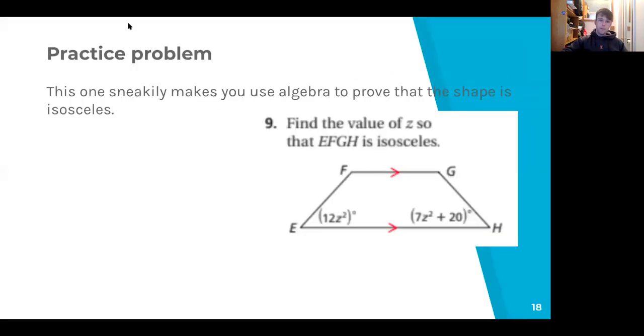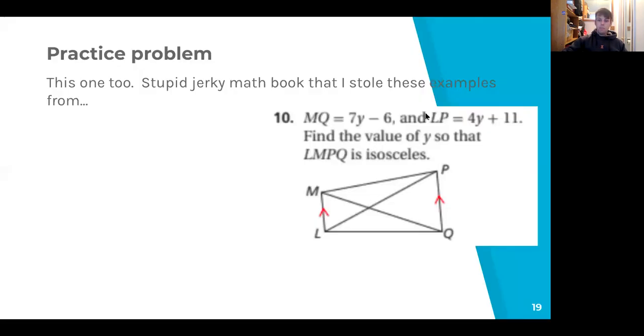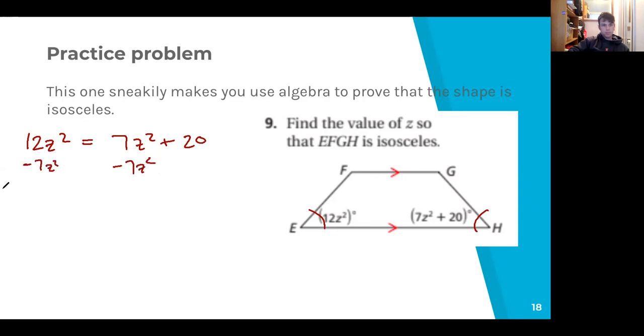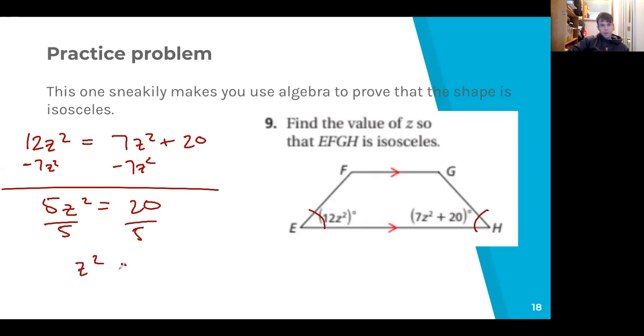Here we have one that's going to make us have some algebra to it. So we're going to find a value of z that makes this isosceles. Remember, if the base angles are equal, it is isosceles. So we're going to solve it so that they are equal. 12z squared equals 7z squared plus 20. So we'll subtract 7z squared from both sides. Get 5z squared equals 20. Divide by 5. Get z squared equals 4. And then take the square root.